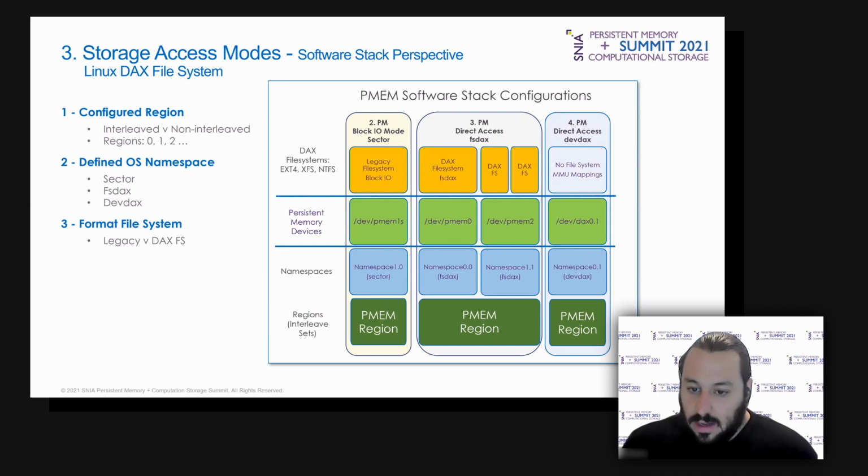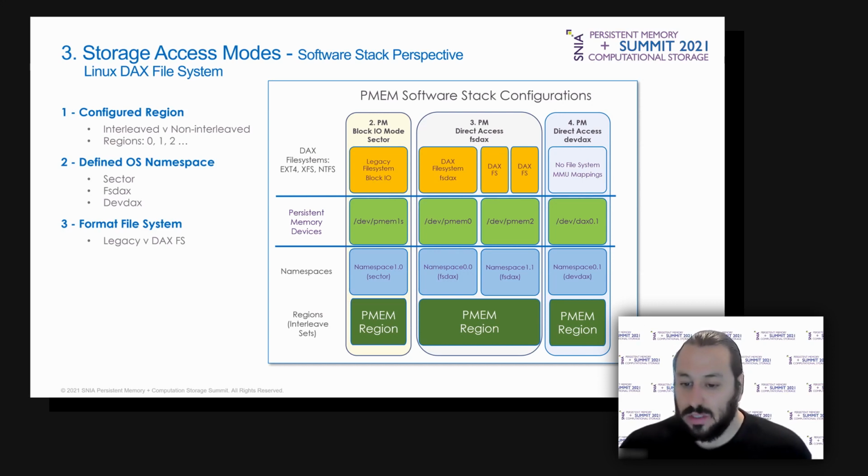So if we look into how all these configuration options look at the OS level and how they get exposed to the application, we can see something like this figure here. This is shown from the perspective of a Linux file system, but it's very similar in Windows. So what we have first, at the bottom, is that persistent memory is configured in regions, which can be either single module or multiple modules interleaved.